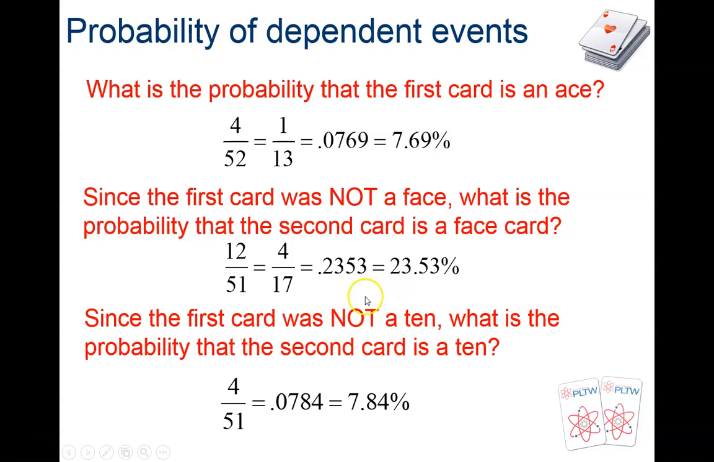Since the first card was not a 10, what's the probability that the second card is a 10? Since there's only 4 10s in a deck, and just as before, we've only got 51 cards left, it's 4 divided by 51, and that gives us 7.8%.